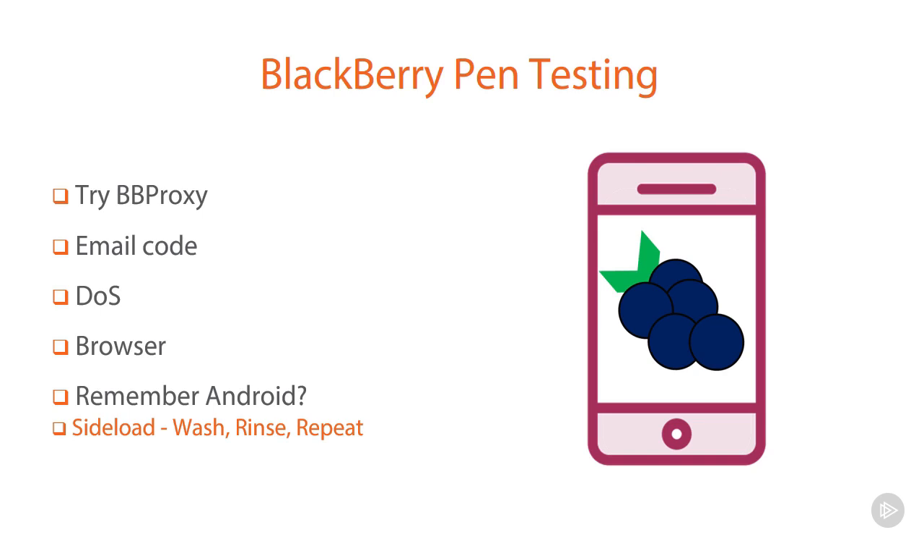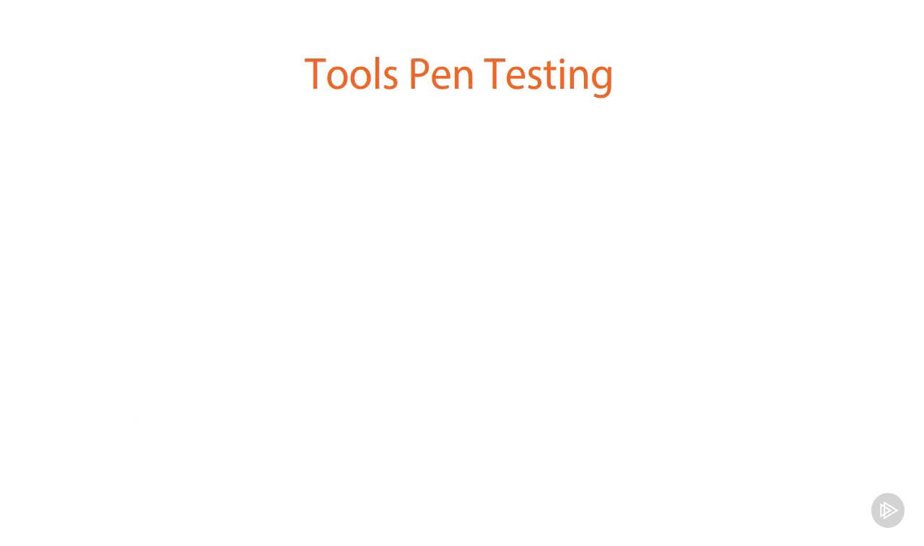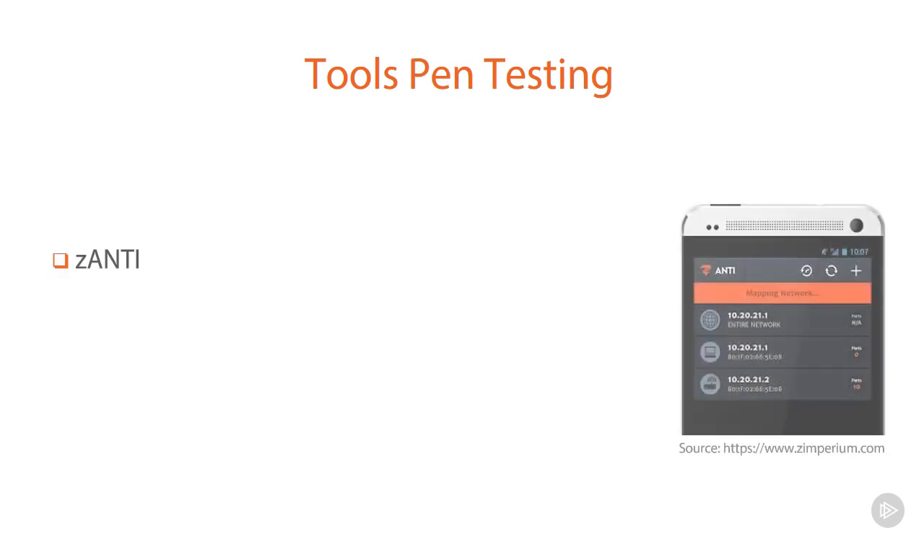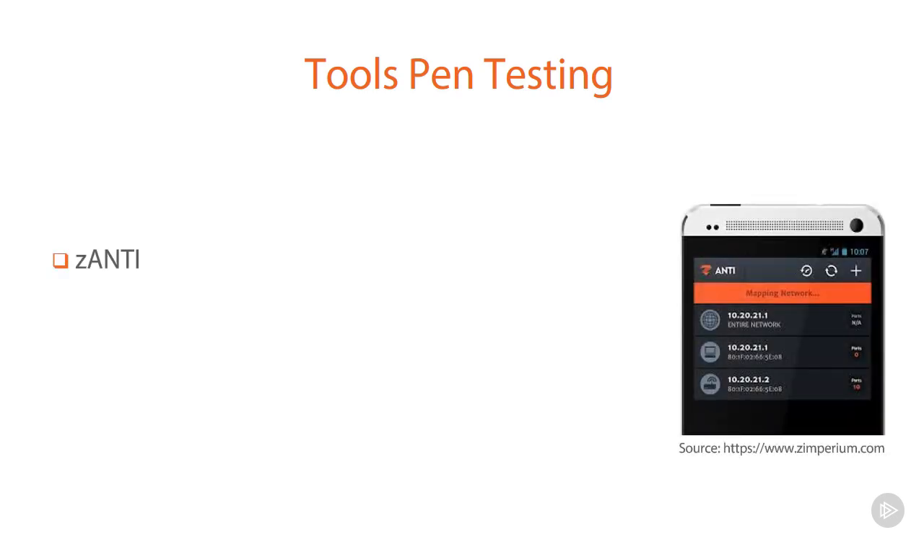Now, there are several different tools out there that can help us out in pen testing on all the platforms. One of the more popular ones is a paid program called Zanti. It basically has a full pen testing suite built into it, and they charge you per device, but it does a really good job of testing all your mobile platforms.